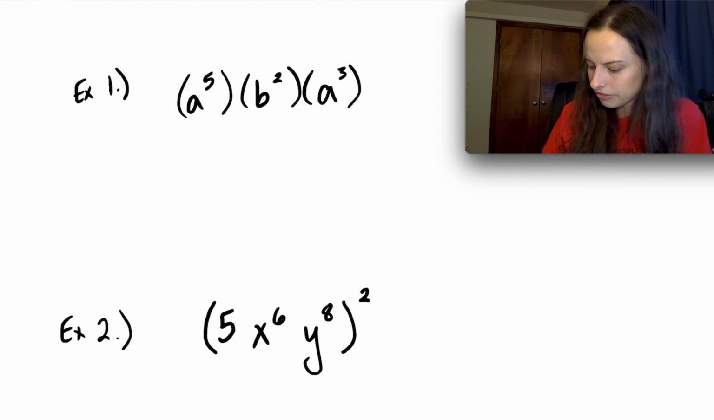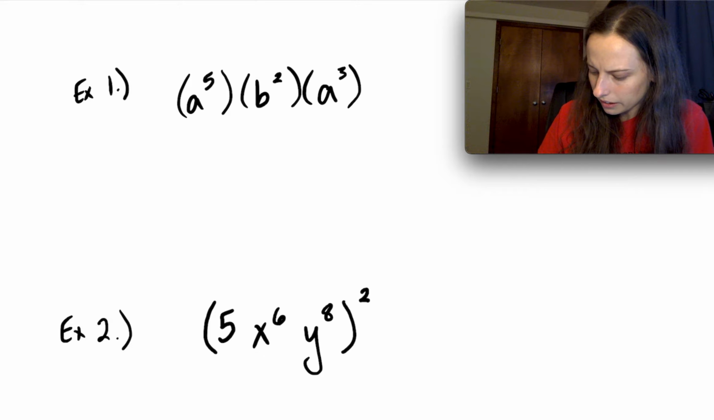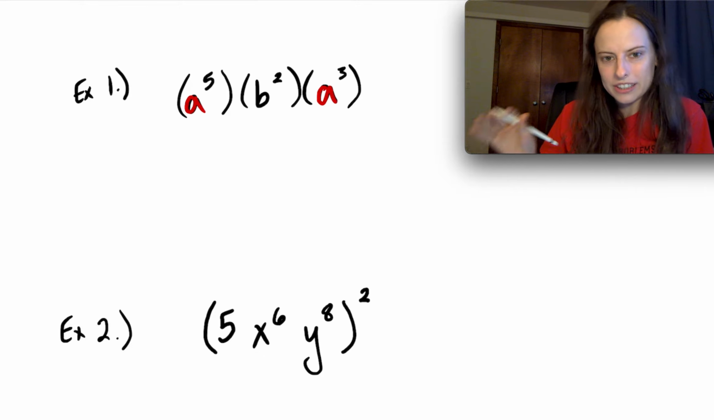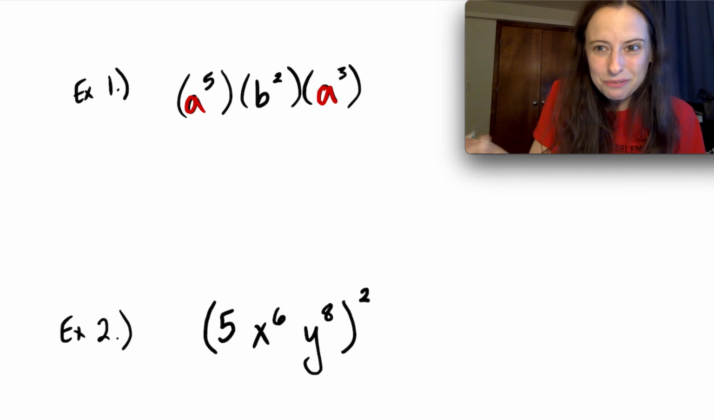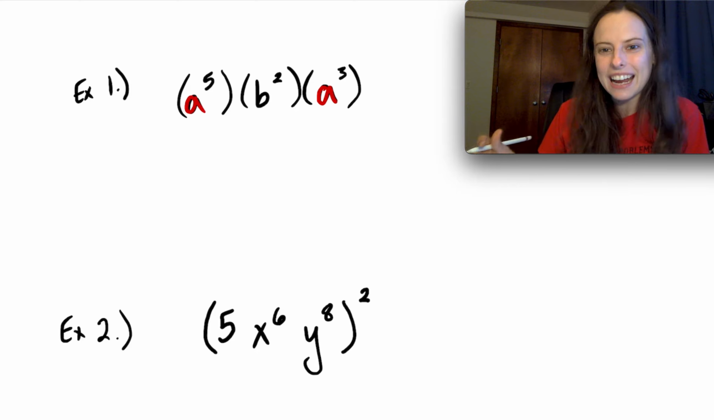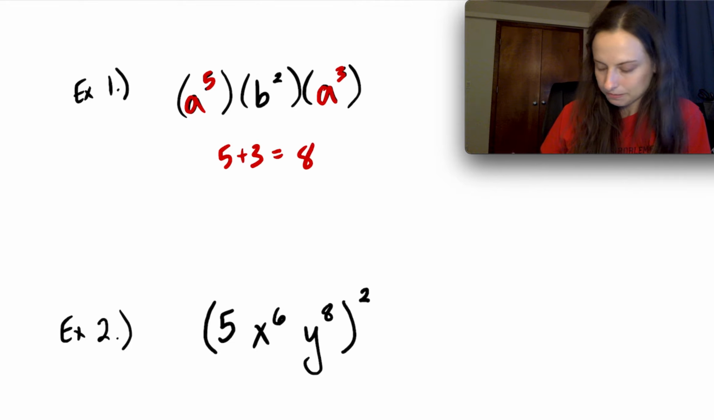So you see, we have different bases here. We have a base of A, a base of B, and another base of A. So the ones that are the same are the A's. For those, we're going to combine the exponents by adding them. So we've got a to the fifth, a to the third. We're going to do 5 plus 3, which is 8. So the simplified version here is a to the 8.